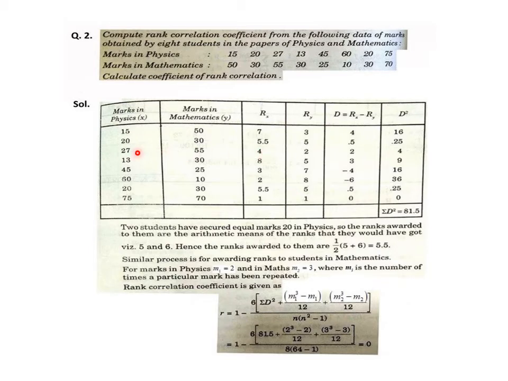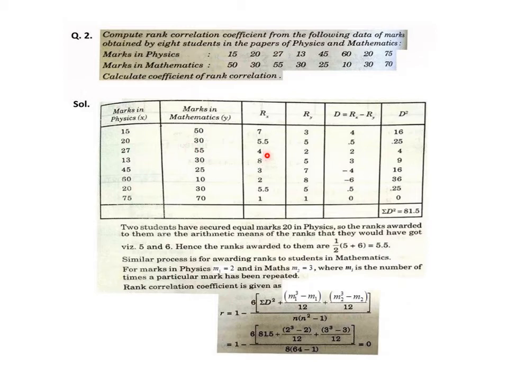Then we have 20, but 20 is at 2 places. If no score is repeated, it's quite simple. It's 1, 2, 3, 4, 5, 6, 7, 8, and you can give ranks. Without any repetition, ranks are very easy to assign, whether in x or y. But here, as repetition is there, what should we do?